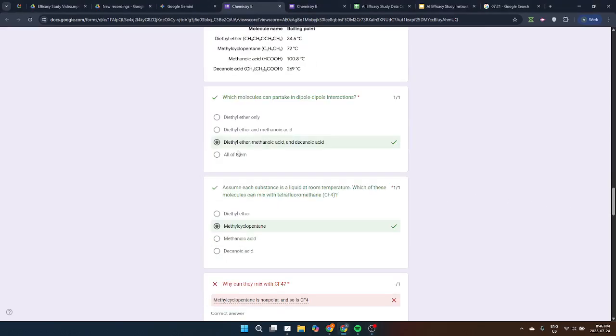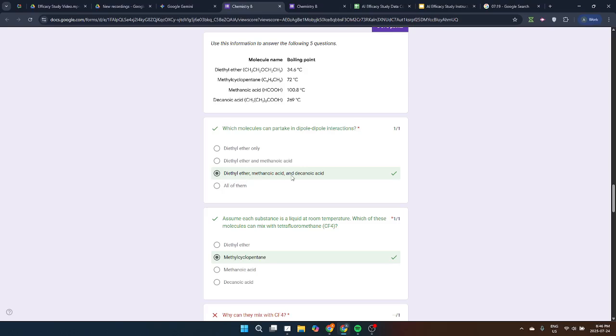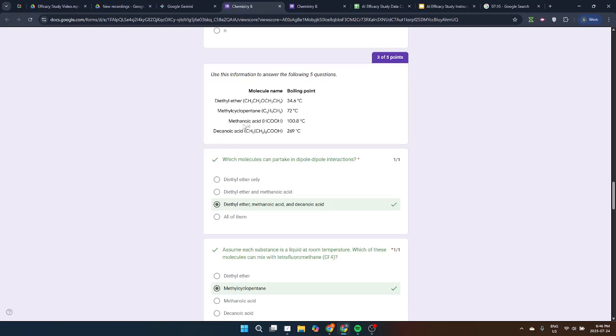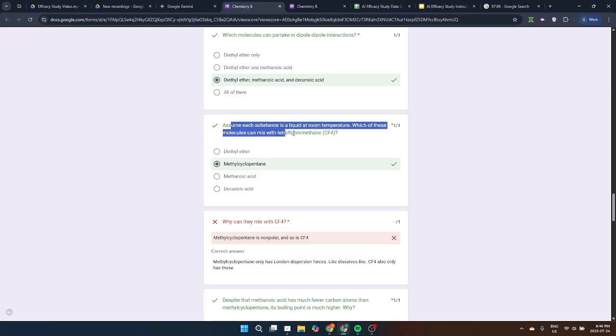So I picked this one. Originally, I had selected all of them because I was a bit confused. I thought the methyl group on cyclopentane made it a bit more polar, but that was not the case. They have the same electronegativities. Assume each substance is liquid at room temperature. Which of these molecules is a mix?